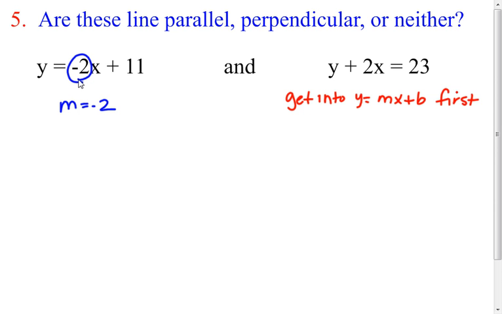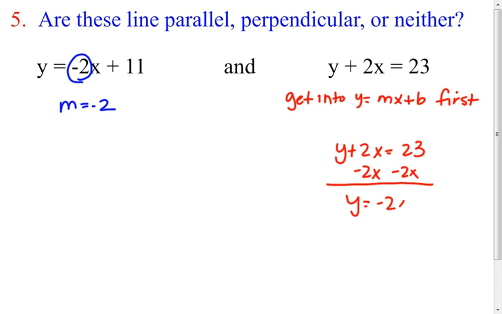So I need to get into y equals mx plus b first. To do that, I will subtract that 2x over. I'm just going to rewrite the equation here. I will subtract the 2x over, and then I have y equals negative 2x plus 23. Once you get it into y equals mx plus b form, your slope comes from the number that's in front of the x, but it has to be in y equals mx plus b form before you figure that out. So in this case, my m is also negative 2.